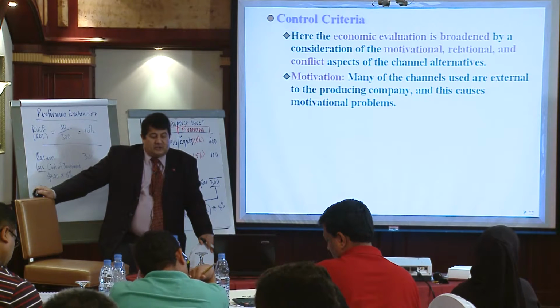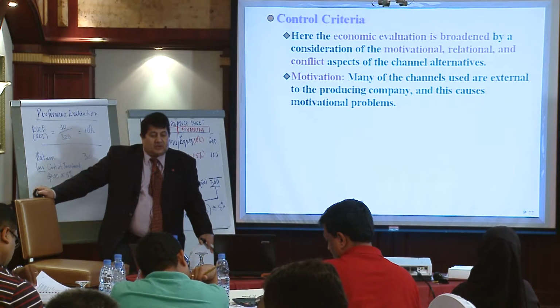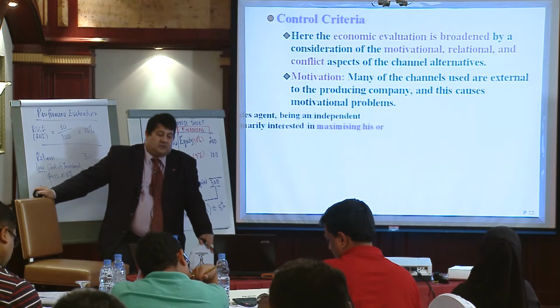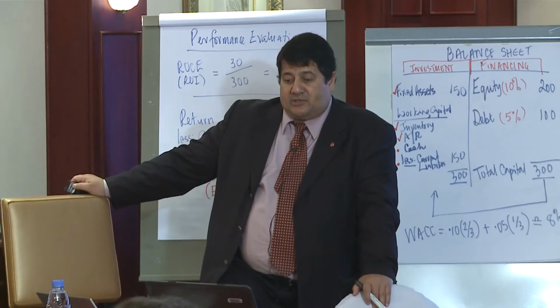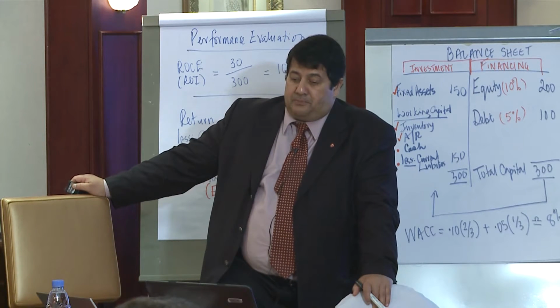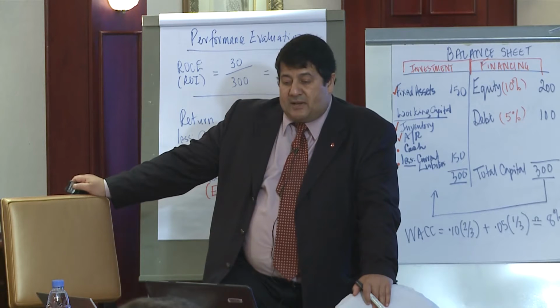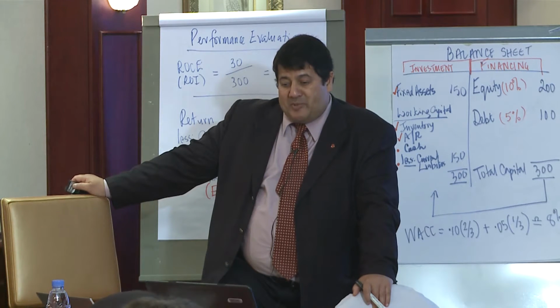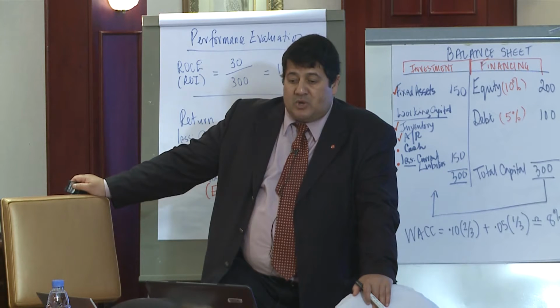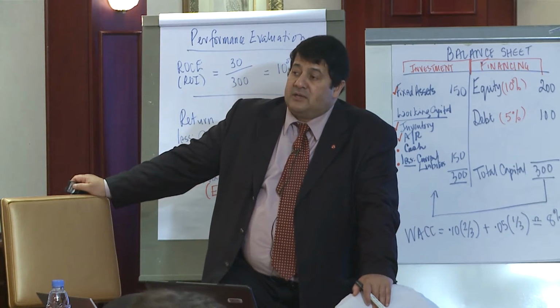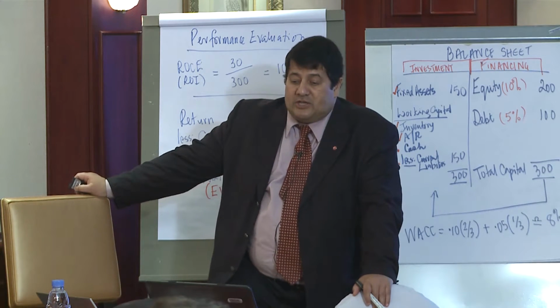Motivation: many of the channels are external to the producing company, and this causes motivational problems. For example, the sales agent, being an independent businessman, is primarily interested in maximizing his or her own profits. This can sometimes lead to sub-optimization from the producer's point of view, but the agent will concentrate on the important customers in terms of his total assortment of goods, rather than on the customers who are most important to his or her client, the producer. Okay, so let's see what that means.